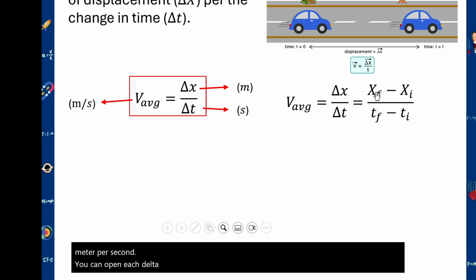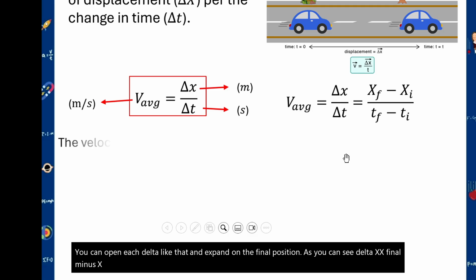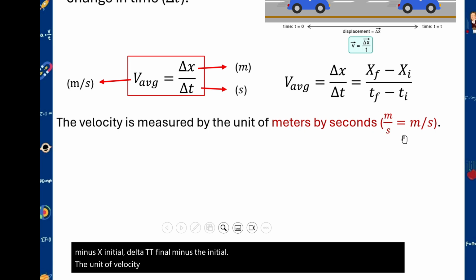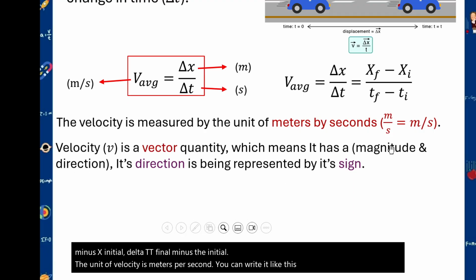You can open each delta like that. X final is the final position. As you can see, delta x is x final minus x initial, and delta t is t final minus t initial. The unit of velocity is meters per second. You can write it like this or like this, both are the same.